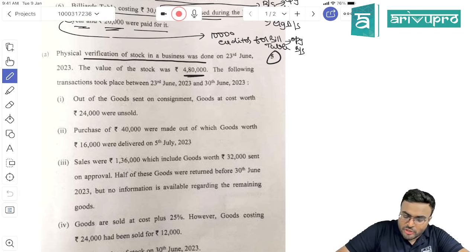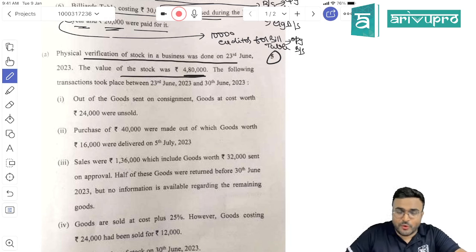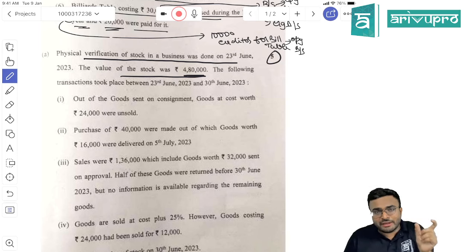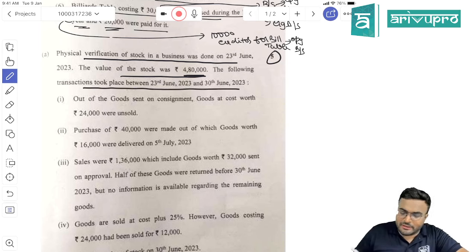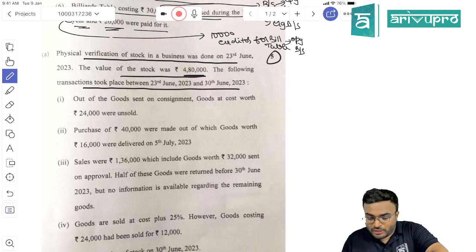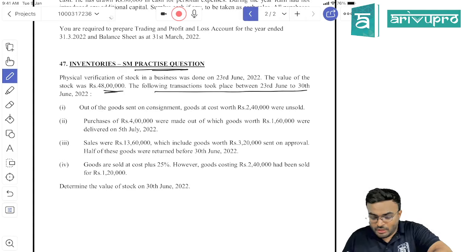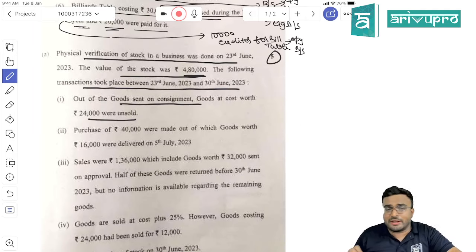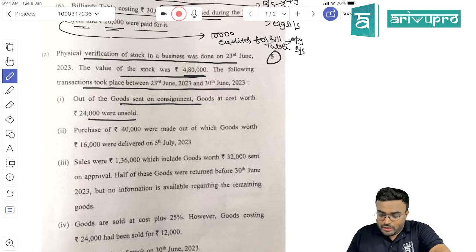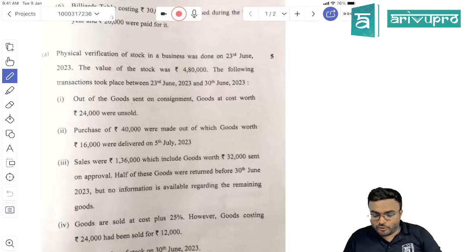Physical verification of stock in a business was done on 23rd June. The value of stock was 4,80,000. We want it end of the year. They have done it on 23rd June. The following transaction took place between 23rd June and 30th June. Okay, you can look at that question from study material, exact same. Now, out of the goods sent on consignment, goods of the cost of 24,000 were unsold. Okay, here it is 24 lakhs, 2,40,000, they made it 24,000.